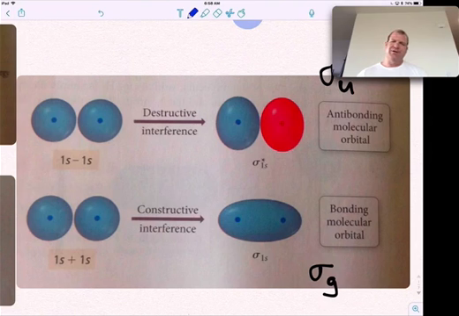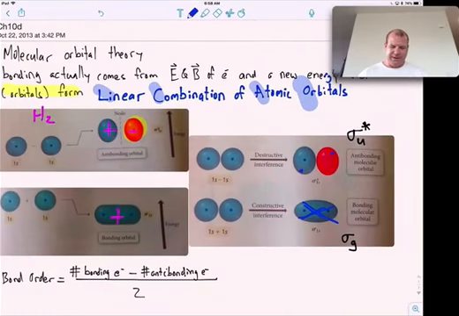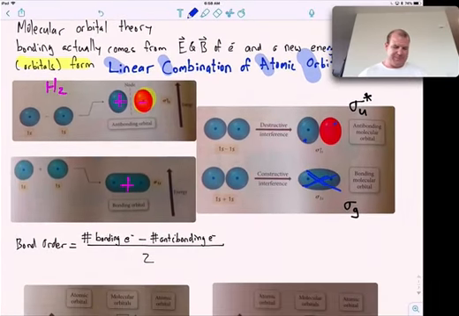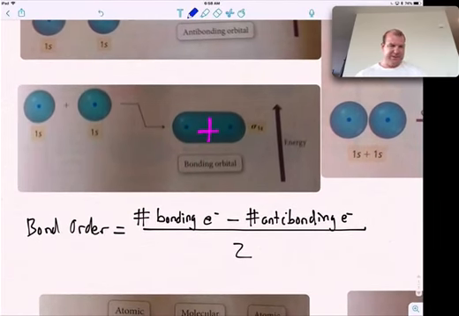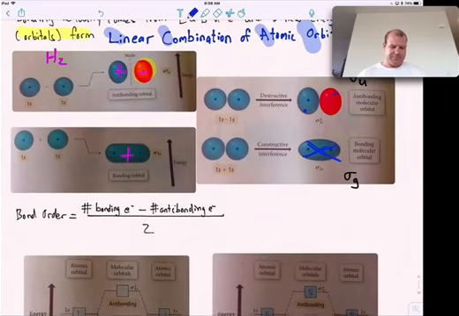That is upon inversion. If you invert from here to here, going across the center, that is not symmetric, whereas through the center here, it is symmetric. So that's a gerade, and then the anti-bonding is ungerade. That's beyond this class. Bond order: the bond order is the number of bonding electrons minus the number of anti-bonding electrons, divided by 2.